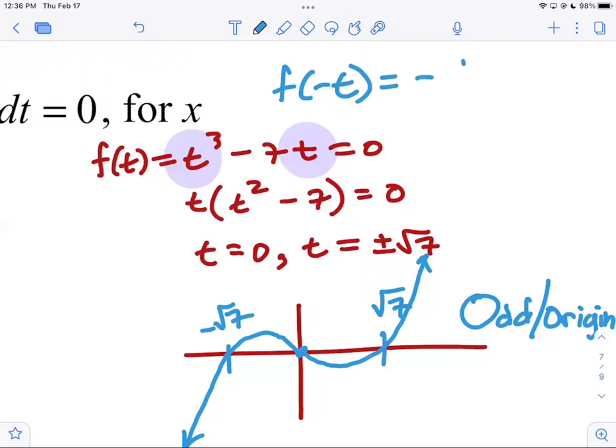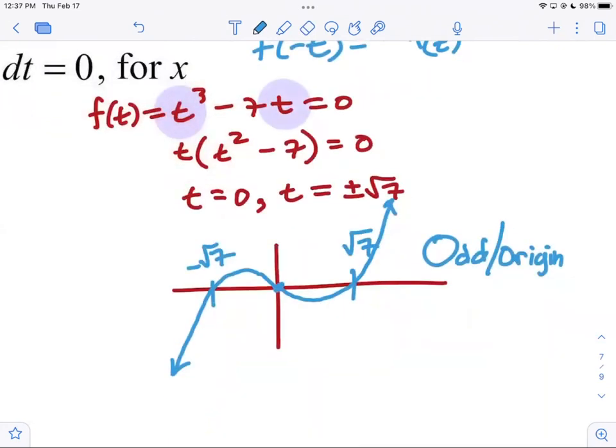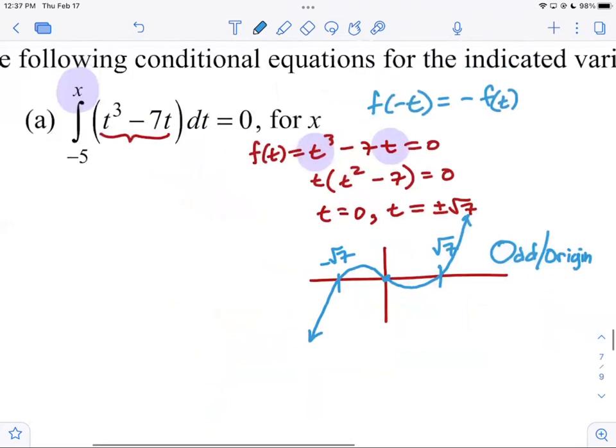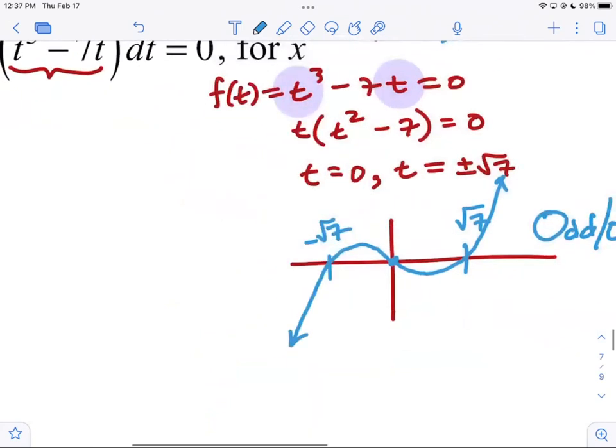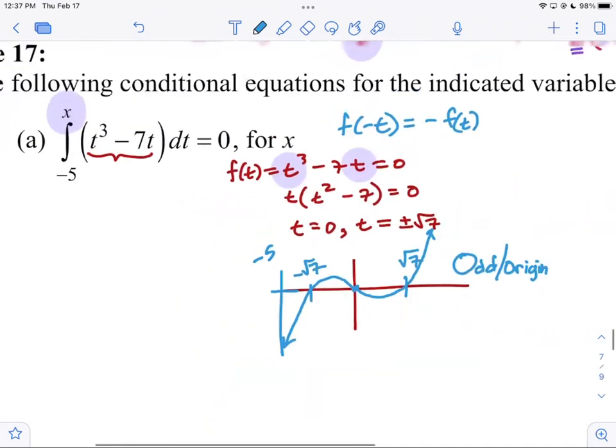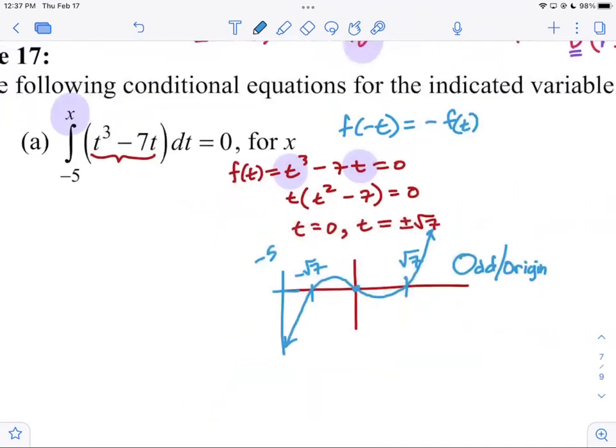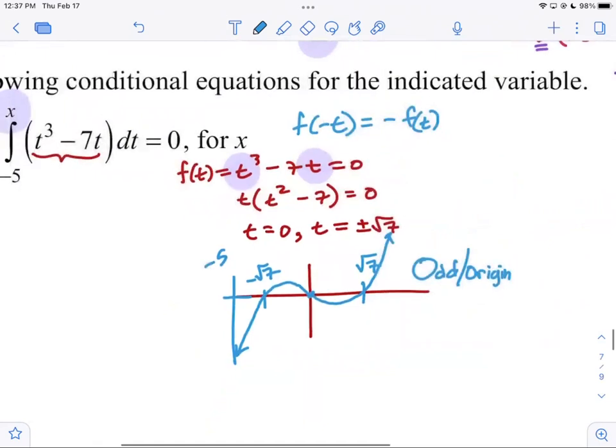So this equals the opposite of f of t. All the signs change. So you could have spotted that symmetry to begin with. The more you know about a problem going in, the easier it is for you. Because now we want to find the integral from -5. -5 is over here to the left of -7. I want to know from -5 to what value of x is the net accumulation 0.